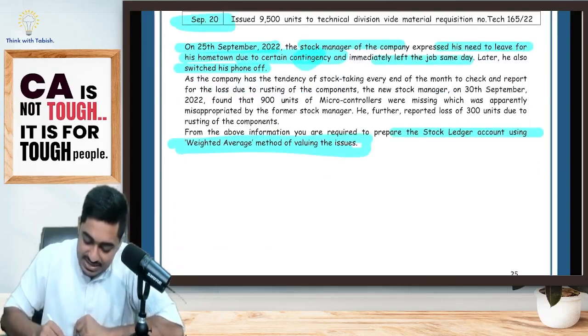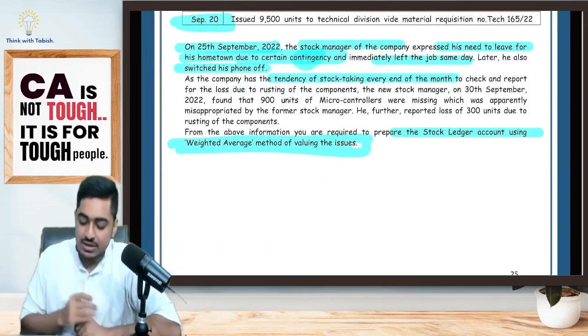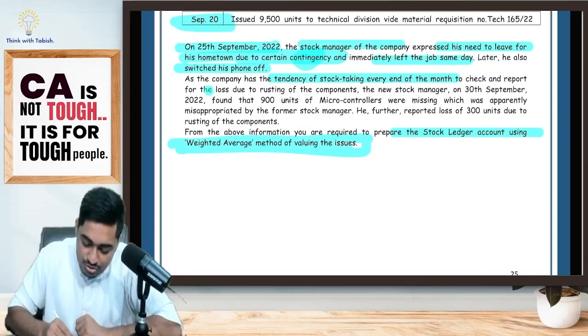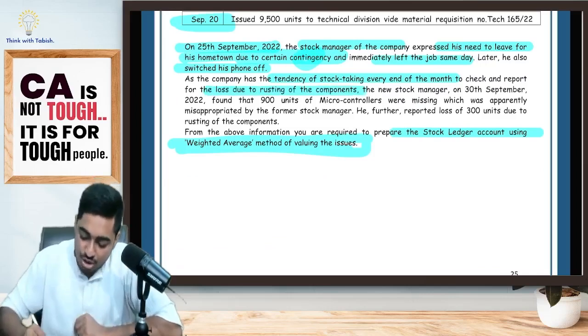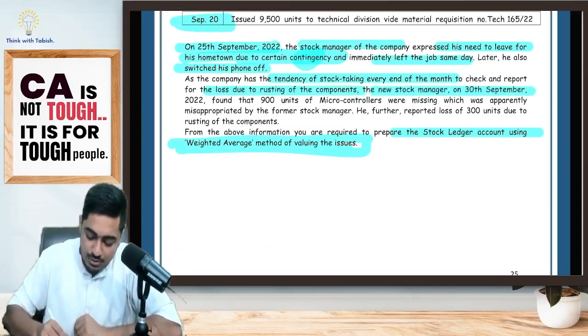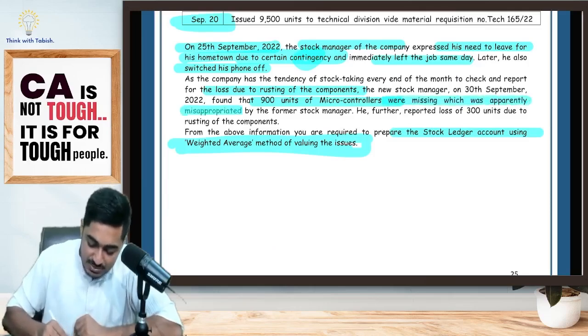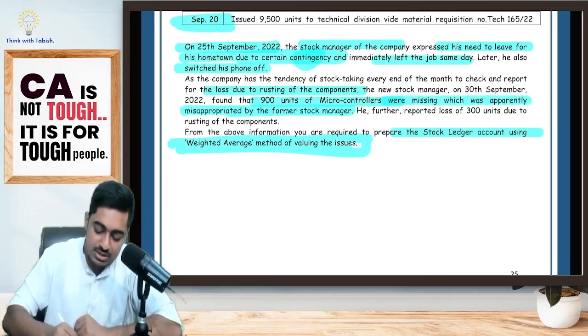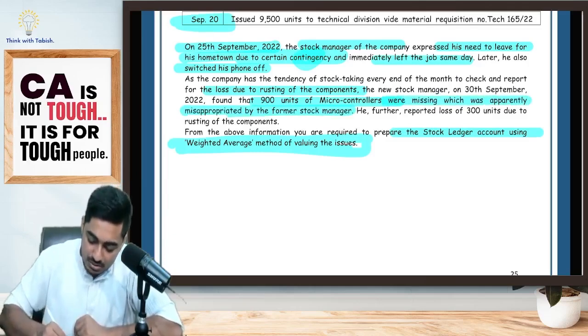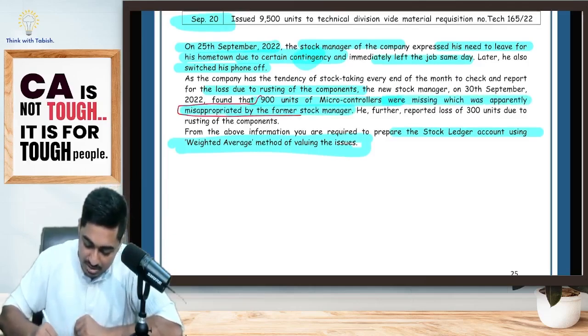As the company has a tendency of stock taking every end of the month to check and report for loss due to rusting of components, the new stock manager on 30th September found out that 900 units of microcontrollers were missing. Oh my God. Which were apparently misappropriated by the former stock manager. Oh my God. What happened here?